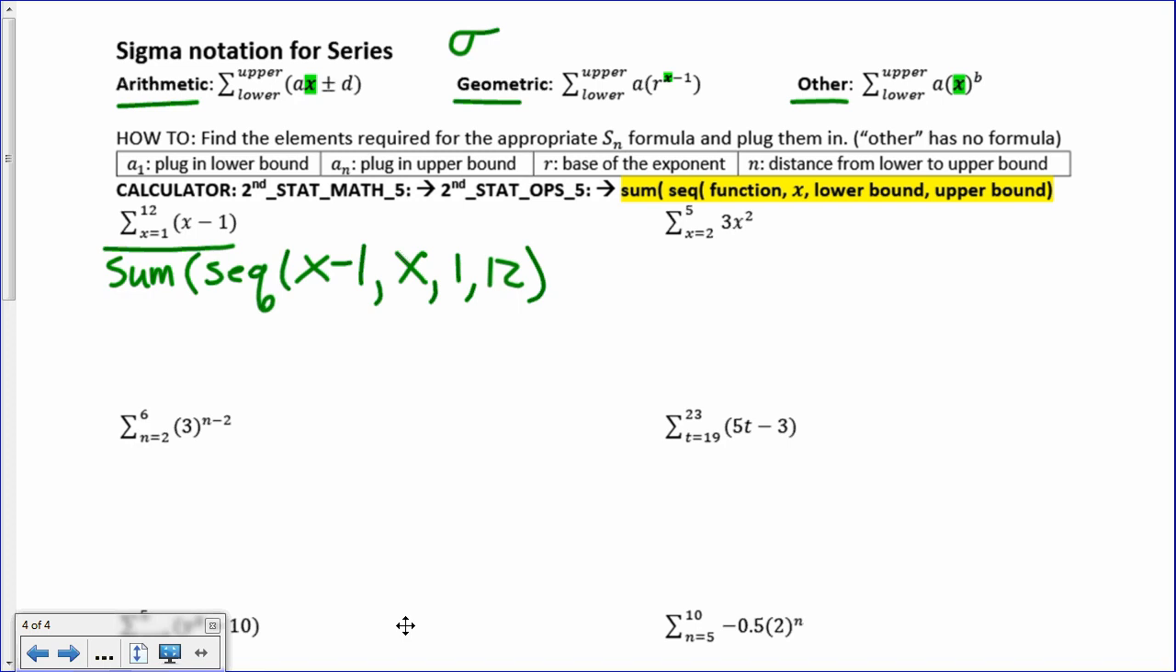I got 66. You need to write the expression of x minus 1. And then here you're going to tell it the variable is x. Down, you're starting at 1. Down, you're ending at 12.